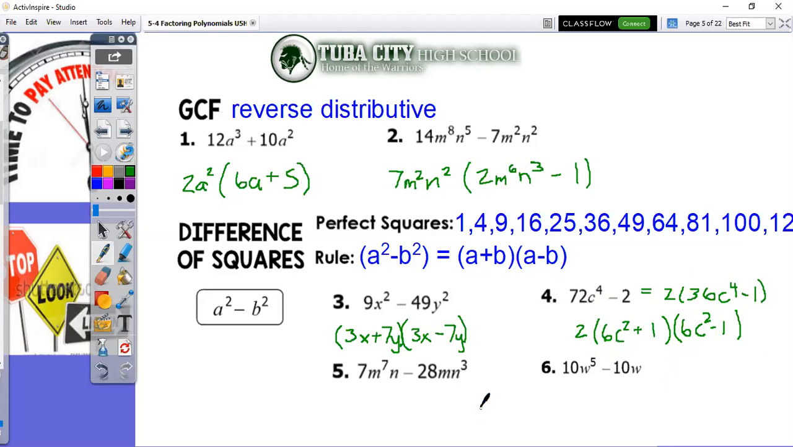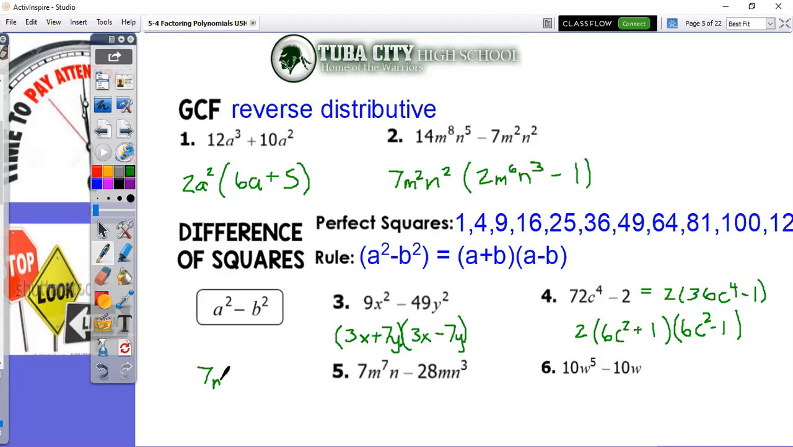All right, so let's move on to number 5. And let's see, 7 is not a square number, and 28 is not a square number, so neither of those numbers appear on our list. So this would mean that we should probably try the same thing that we did with number 4. So let's go ahead and factor out 7. And let's look at the m.